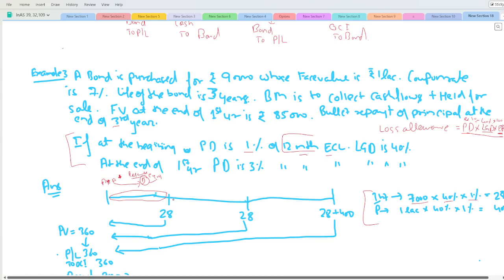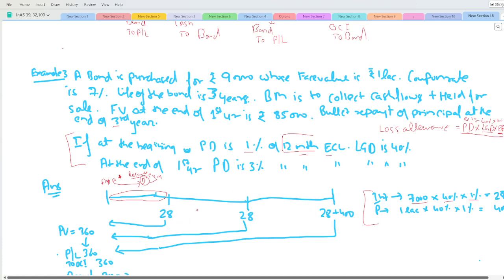When that event will occur, you need to calculate it for the whole 3 years. So this is the catch point here. 7,000 into 40% into 1% comes to 28. The PD you have taken for the 12 months, the first year, but you are doing the calculation for the lifetime here. Unless you know practically, you will not appreciate it. Whatever PD percentage you have determined, you need to apply it for the lifetime.